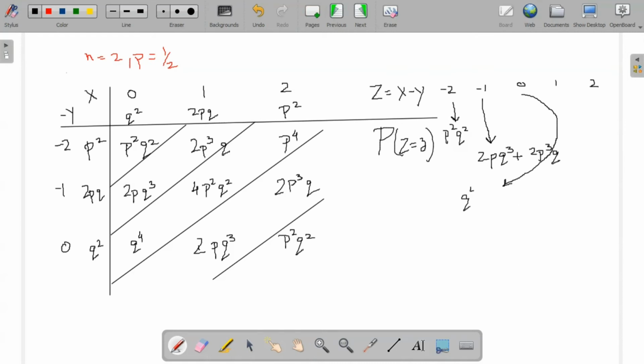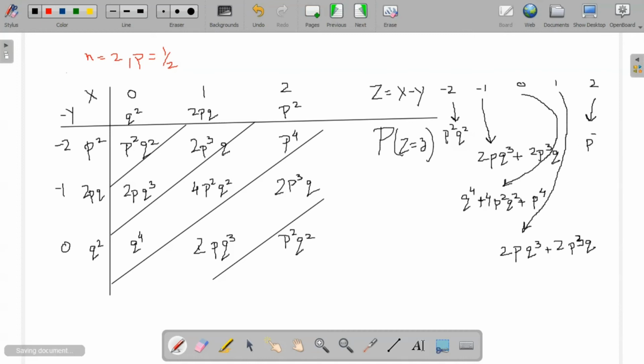So answer will be q4 plus 4 p square q square plus p power 4. For plus 1, the answer will be sum of these two terms. The answer will be 2p q cube plus 2p cube q. For 2, answer will be simply p square q square.